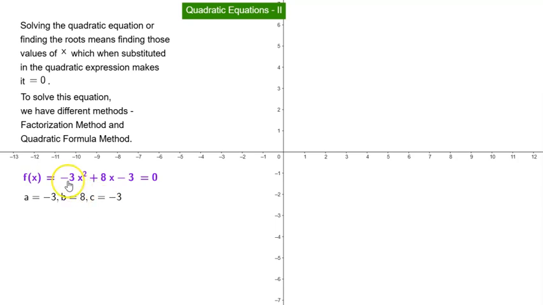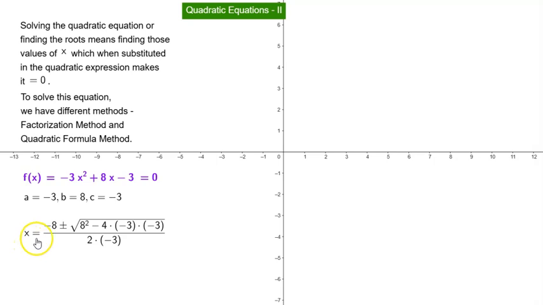The only thing you have to do is minus 3 times minus 3, that is a times c, gives us 9. We have to find two numbers such that when we multiply them, we get 9, and when we add them, we get plus 8. So I'll leave it up to you. Now let's use the quadratic formula method.